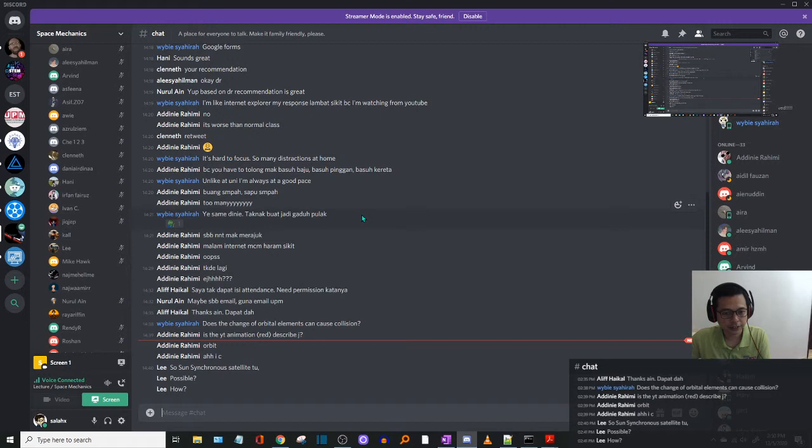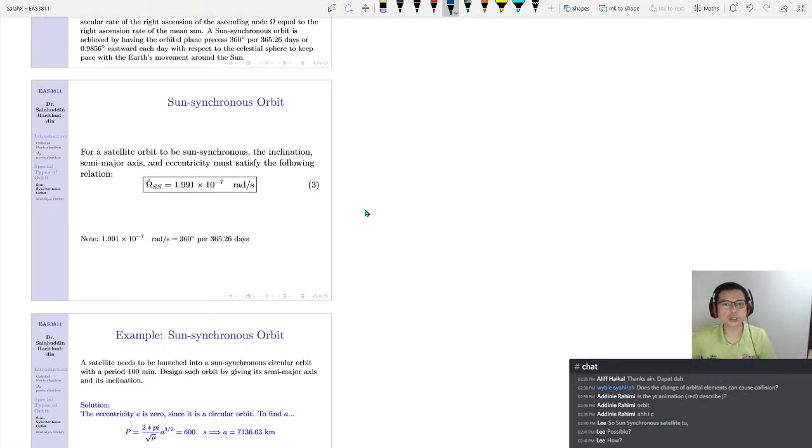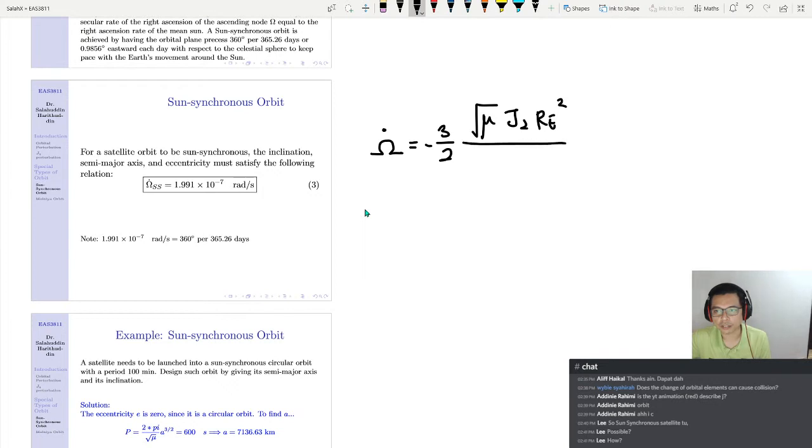Let's see if there's any question. Okay, to answer Lee's question, how do we design a sun-synchronous orbit? Here's the condition. If you want to design a sun-synchronous orbit, this value here, I forgot, I think it's mu J2 radius of Earth squared divided by 1 minus e squared, the whole thing squared, and 7 over 2 power of the semi-major axis. Is it sine? No, it's cosine i. This whole thing needs to be equal to this number, 1.991 times 10 to the power of minus 7.